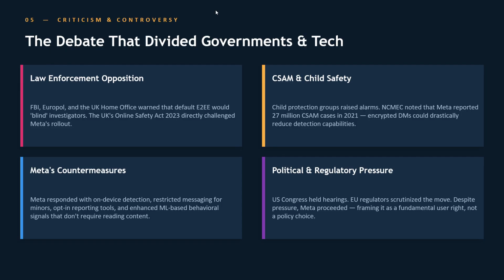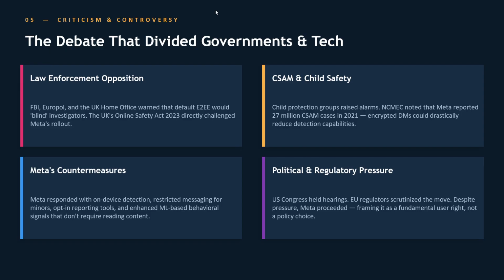The child safety concern is probably the most emotionally charged part of this debate. The National Center for Missing and Exploited Children pointed out that Meta alone had reported 27 million cases of CSAM in 2021. Many of those referrals could stop if messages can't be scanned.